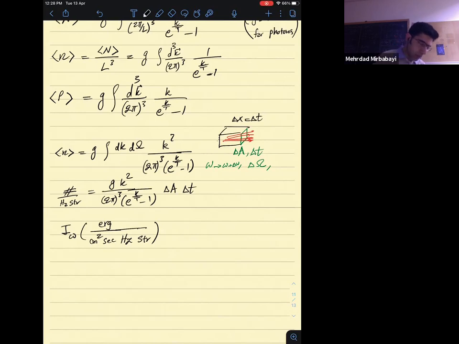Now, if we want to measure per unit area, per unit time, then we divide by this factor. And since we want energy, we multiply by another factor of k or omega, because every photon in this range has energy k. So what we get for this object, which is called the specific intensity, is G times k cube over 2 pi cube e to the, okay, so I called it a function of omega, so let me just switch from k to omega. Omega is the same as k.